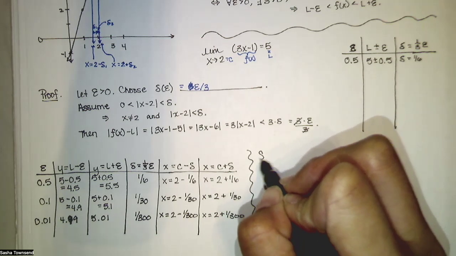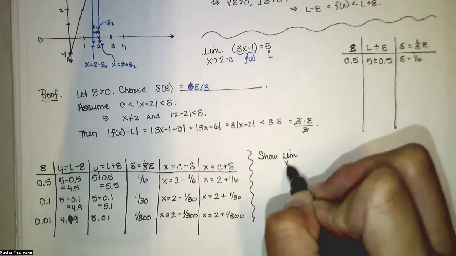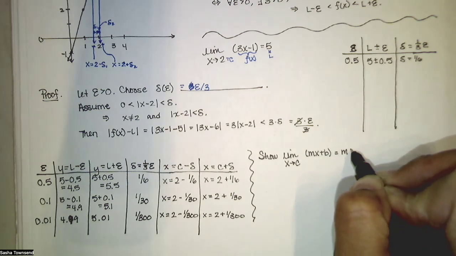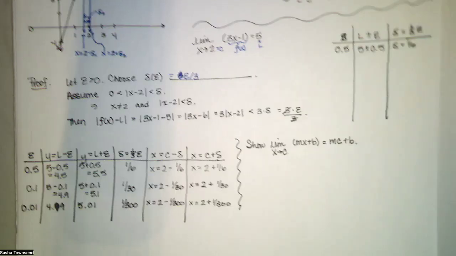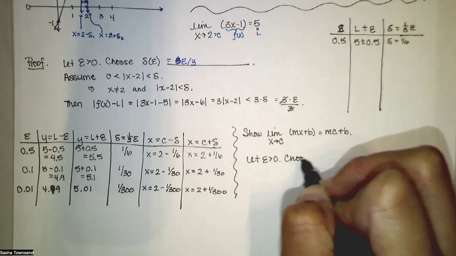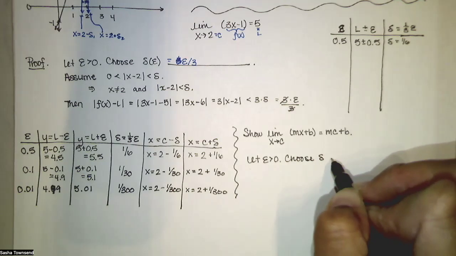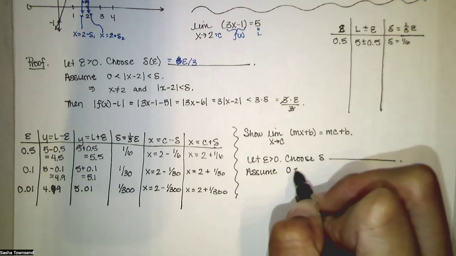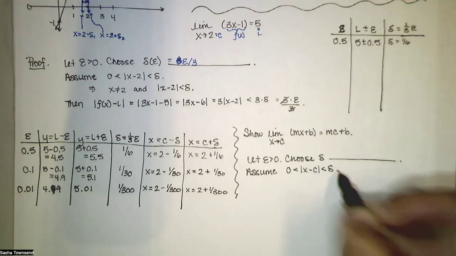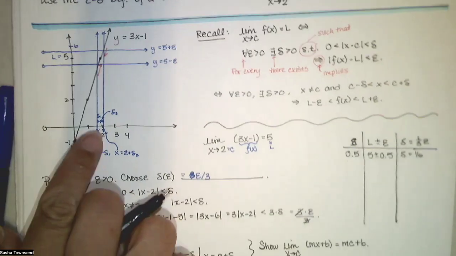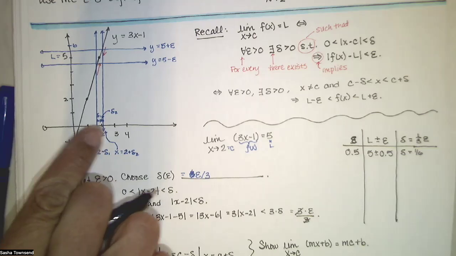So let's show that the limit as x approaches c of mx plus b is equal to mc plus b. We'll let epsilon be greater than 0. We're going to choose delta to be some function of epsilon. And then we'll assume that 0 is less than the absolute value of x minus c, which is less than delta. And we know what that means. X is not equal to c, and this absolute value is less than delta, which just means that we're on an interval centered at c, and we subtract delta to get that limit to the left, and we add delta to get that boundary to the right.